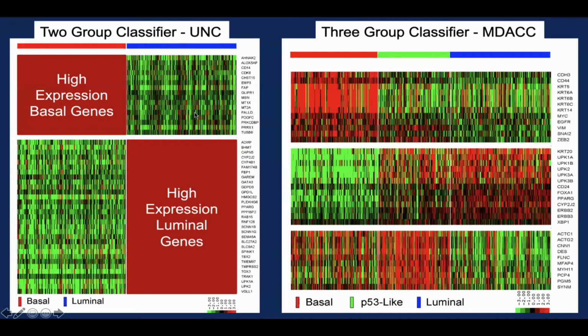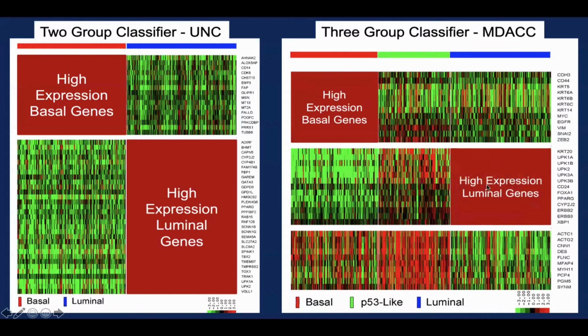The MD Anderson classifier, you'll again see that there are patients up here who have very clearly high basal and not much of the other. And then these ones over here have high luminal and not much of the other. So we have basal tumors, luminal tumors. But this group at the bottom, this group in green here, they don't have much basal, they don't have much luminal, and they have a lot of these genes, which are all related to fibroblasts and smooth muscle cells. And so these are stromal genes.